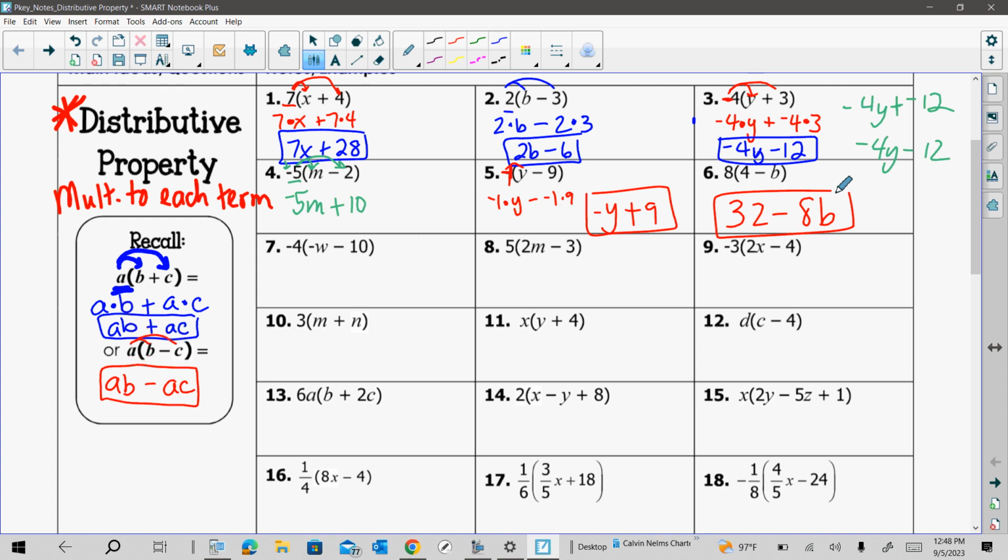Can I get help on number 7? Okay, so this was a negative. We have to pay attention to that sign. That's a negative right there. What happens when you do a negative times a negative? So that's a positive 4W.